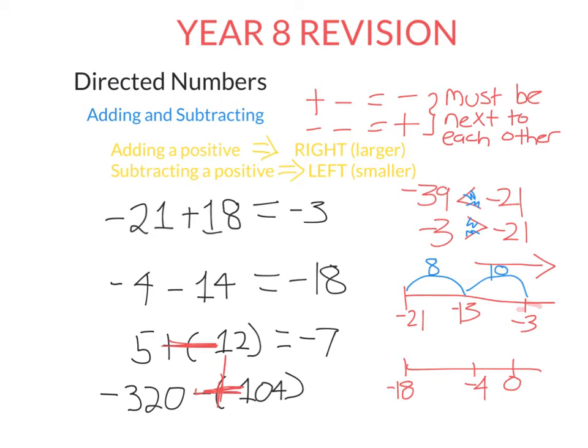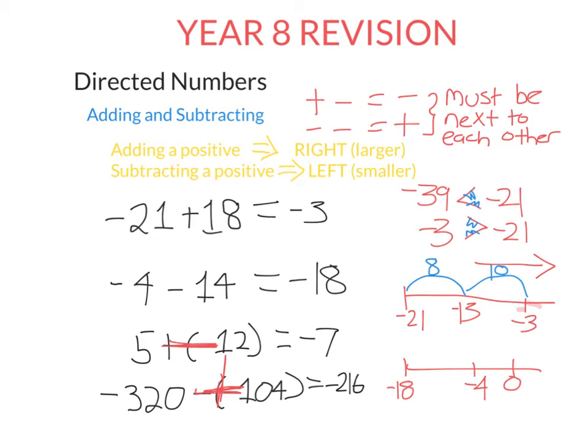This would be hard to draw on a number line because there are heaps of numbers between them. But what we need to know is that we're starting at minus 320, we're going up 104, so we're going closer to 0. We're starting way over here, minus 320, and we're going closer to 0. So the answer should still be negative, but closer to 0 than this number. So the answer is minus 216.